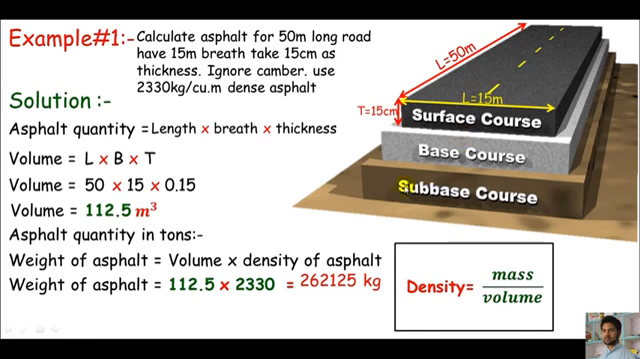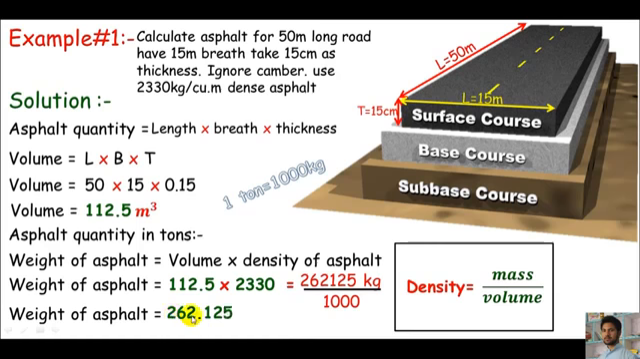Yeah, it's good, but actually I don't need it in kg. I just need the asphalt to be in tons. Of course, you can convert this into tons. Just divide this by 1000, because 1 ton equals 1000 kg. This will give you the answer in tons, which is 262.125 tons. And this is really awesome. I like it. So for this highway construction, we just need 262.125 tons of asphalt.